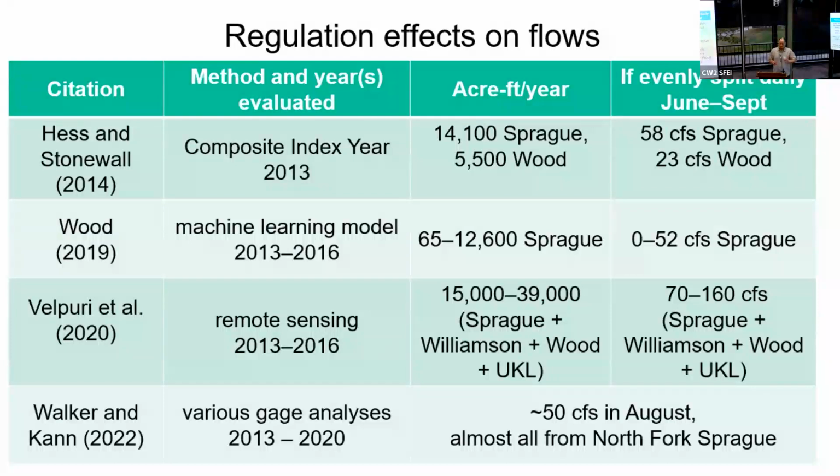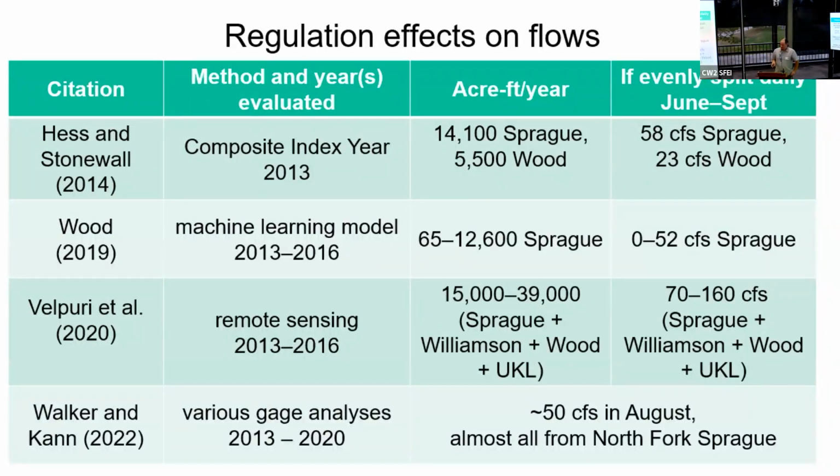And so if you take the seasonal volumes of the reduction in agricultural consumptive use and divide it over the time period and convert it to an instantaneous rate, you come up with about 70 to 160 cubic feet per second. And then recently, my co-author Jake and Jeff Walker did an analysis of stream flow gauges around the Sprague River Basin and found that the regulation appears to increase flows by up to 50 CFS. That's in August, the peak effect.